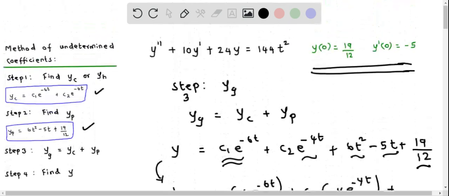Now let's use the initial conditions. We are given y of 0 equals 19 over 12 and y prime of 0 is given as negative 5.